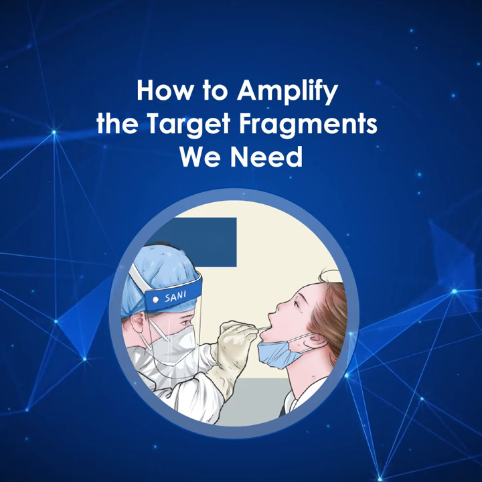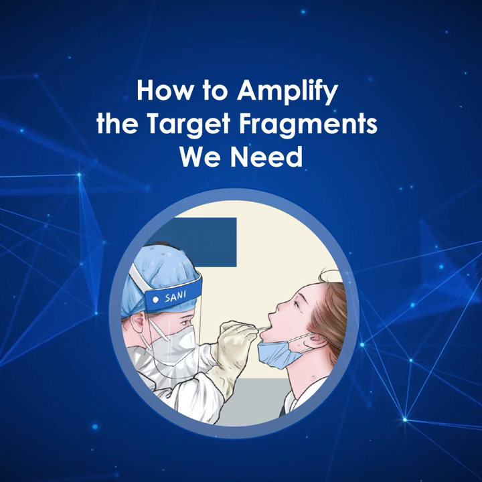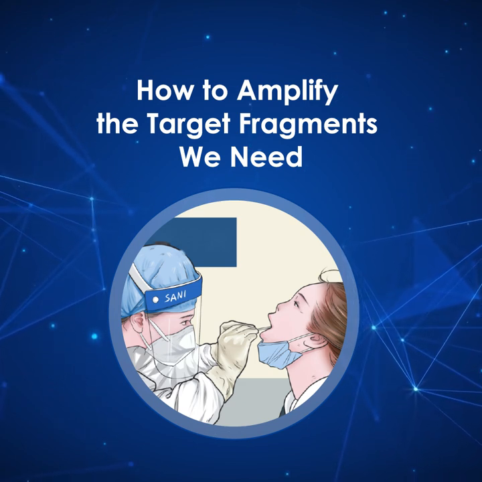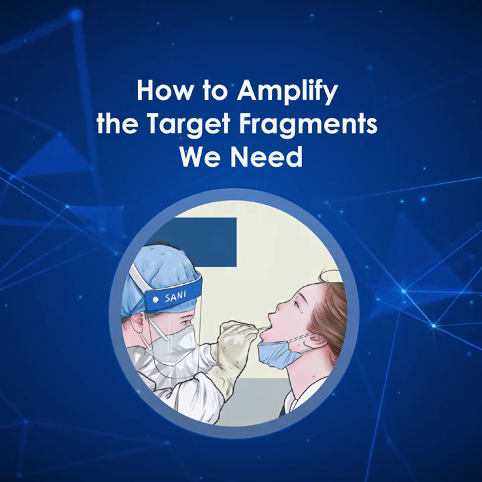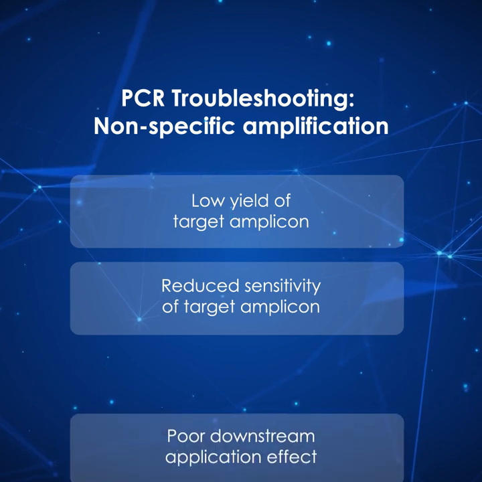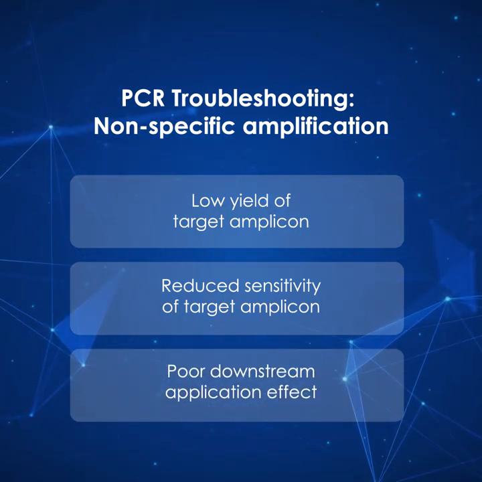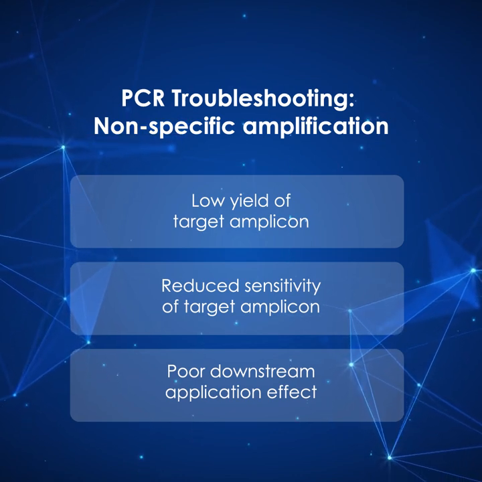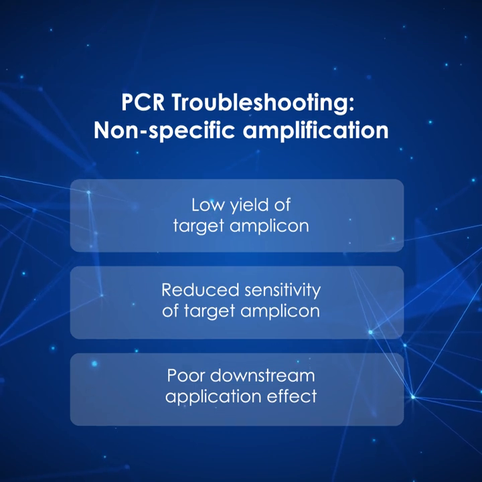When performing a PCR, did you encounter issues such as small sample size, precious samples, and non-specific amplification? Today, we will discuss how to amplify the target fragments we need. Non-specificity may result in low yield of target amplicons, reduced sensitivity of target amplicons, and poor downstream application effect. Watch the video to learn about 4 special PCR methods for better results.